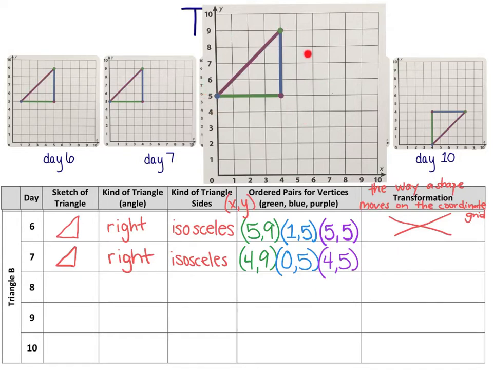And since this is day 7 already drawn, I'm going to draw day 6. So I'm going to look at 5, 9. I start at 5 on the x-axis, and I go up to 9 on the y-axis. So I'm going to draw my point right there. Now I will look at my second pair, 1, 5. So I come to 1 on the x-axis, and I go up to 5. Here I'm going to draw my point.